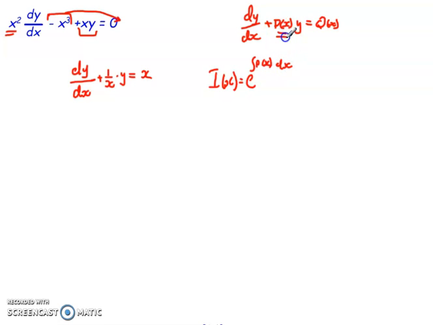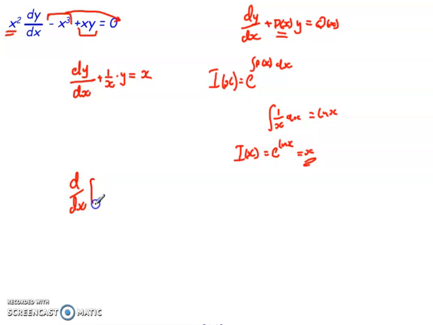And as we saw here, the p of x is the coefficient of y, so the integral of p of x is equivalent to the integral of 1 over x dx, which is equal to ln x. So my integrating factor I of x is equal to e to the ln x, which is just equal to x. What I then do is multiply through, and I can write it in the standard solution.